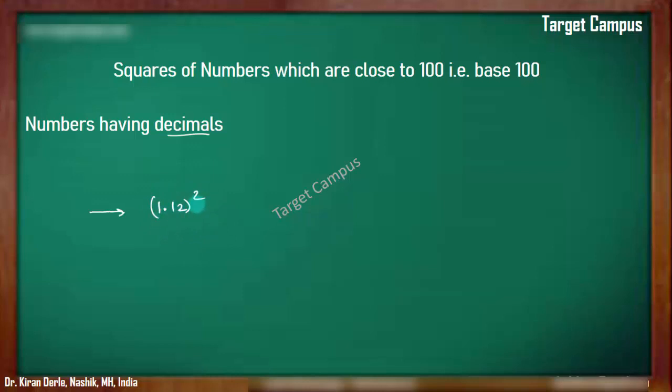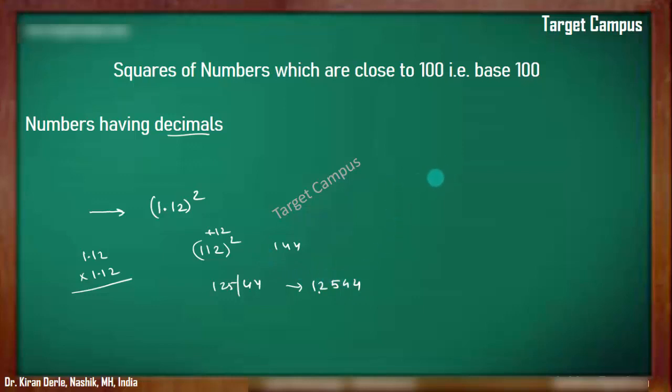So 1.12 square is asked. Forget about the decimal for some time. We'll calculate for 112 only. This is plus 12, and the square is 144. We'll write 44, and 1 is carried. This is 124 plus 1, 125. So the square of 112 is 12544, but we have to calculate for 1.12. After 4 digits we have to put the decimal point, so 1.2544. That's how the question would be solved.